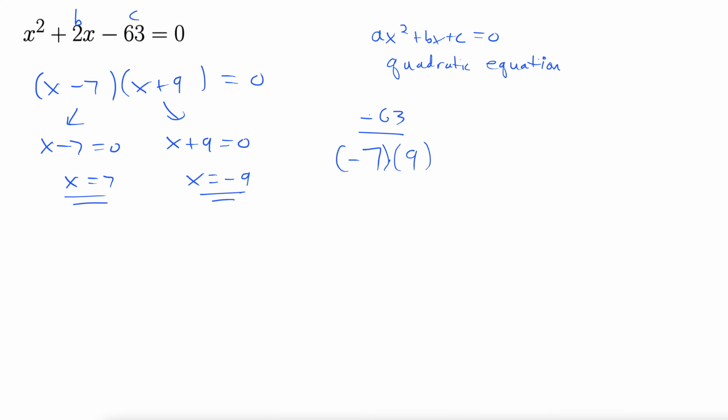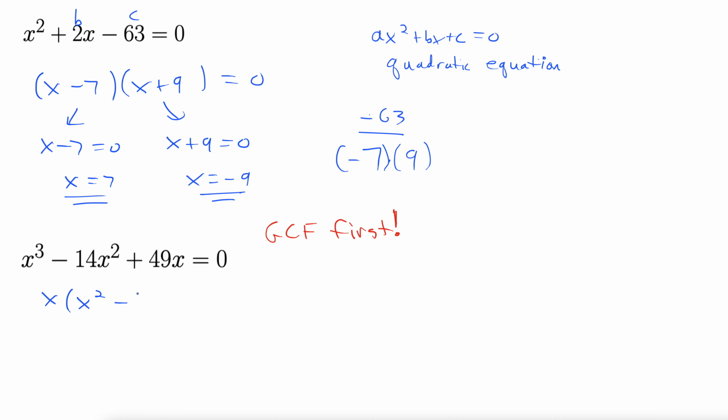Let's try another one. Here we have x cubed minus 14x squared plus 49x equals 0. You always want to factor the GCF first. Anytime you go to factor something, first ask, can I factor out a GCF? In this case, you can. Look, an x comes out. That leaves us with x squared minus 14x plus 49 equals 0.